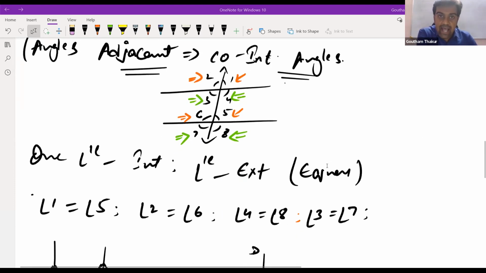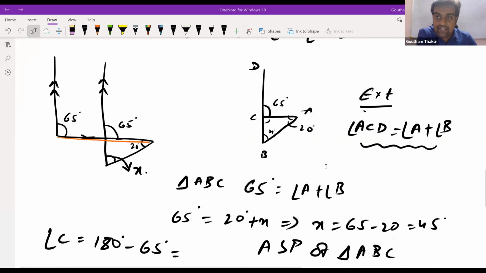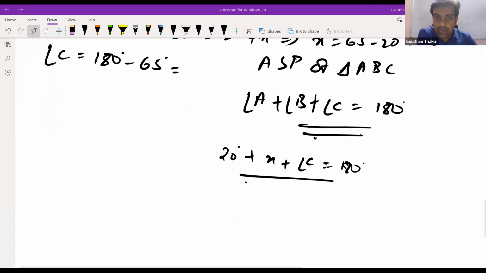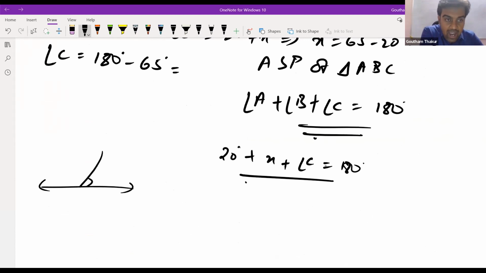In short, the angles which are shared by the same arm or the same base, say for example, the same arm. What do you call this line? Arm. The angles which are shared by the same arm are adjacent angles. Don't get confused.